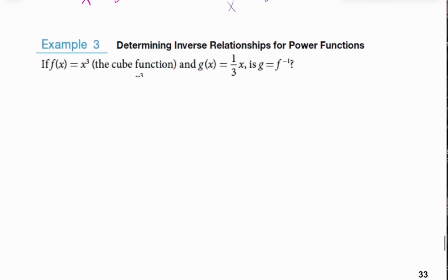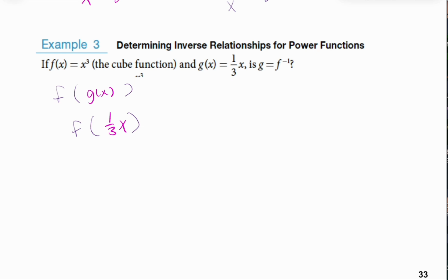Let's look at another one. So we are going to test x cubed as our f function, and g of x is 1/3 x, and are those inverses? So first let's try f of g of x. So let's take our f function and plug in 1/3 x. So what does our f function do? Our f function takes our input and it cubes it.